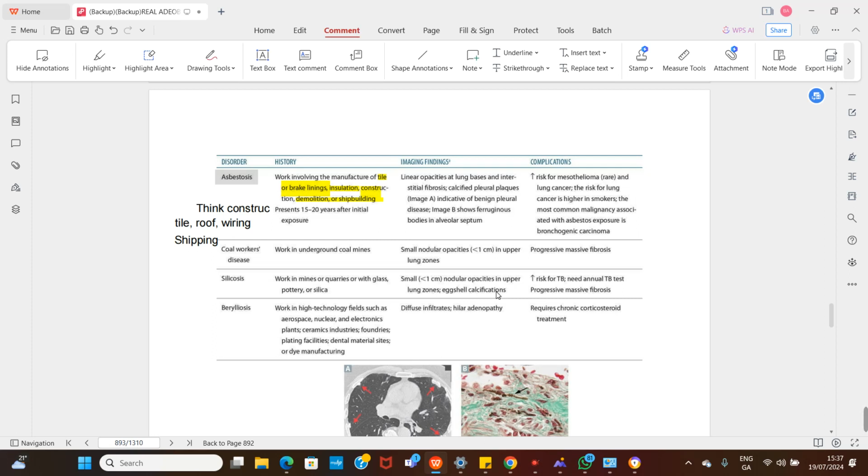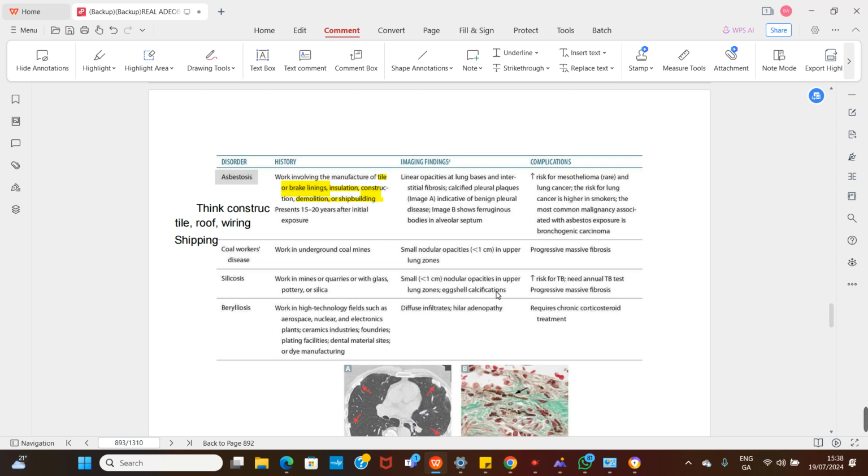What are you going to see? After like 15 to 20 years, the damage starts happening. And what are you going to see? Start seeing linear opacity at the base of the lung. So this is the only one that the imaging finding is at the base because you are working on top, and however the feature on the lung is at the base. The other ones affect the top of the lungs. Don't forget that. Linear opacities at the base of the lungs.